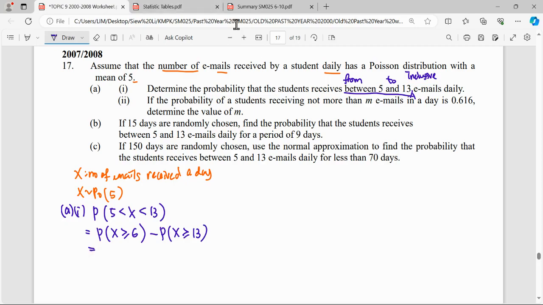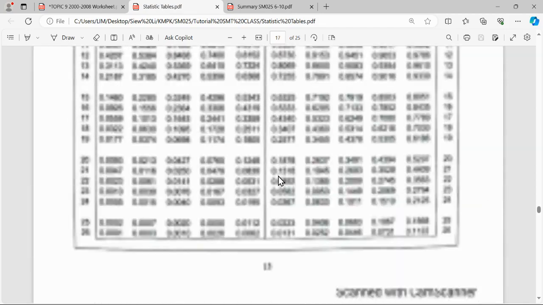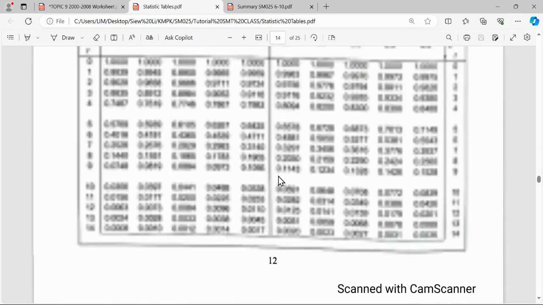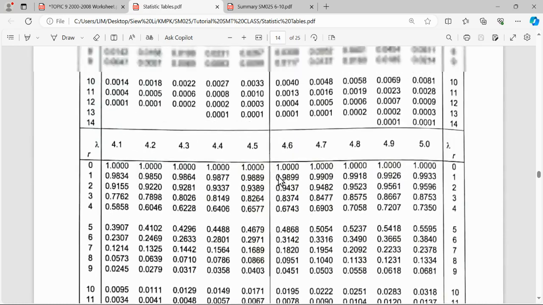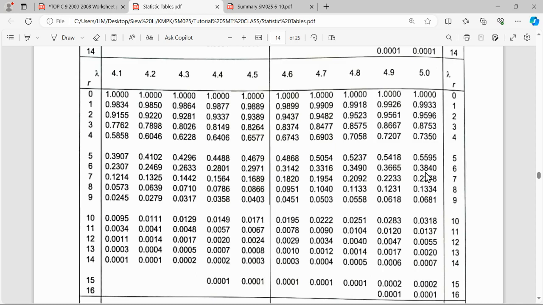So Poisson with lambda 5. Read from 6 to 13. 6 is 3, 8, 4, 0. 13 is 2, 0.